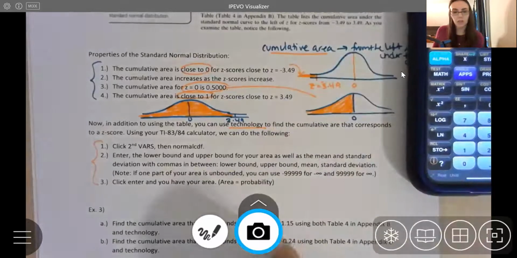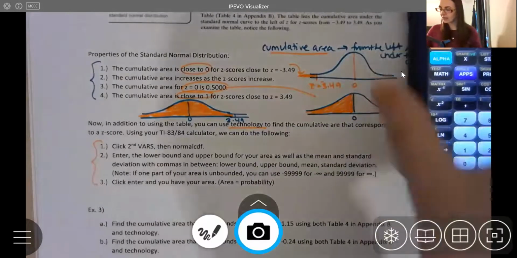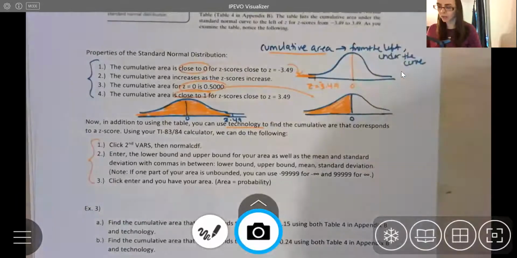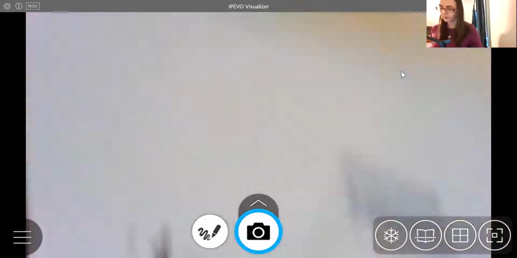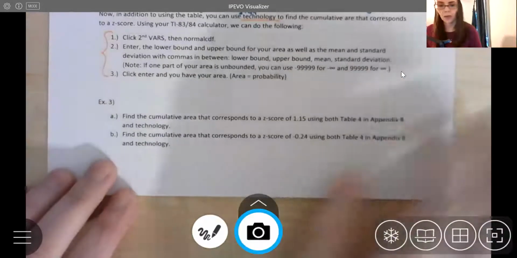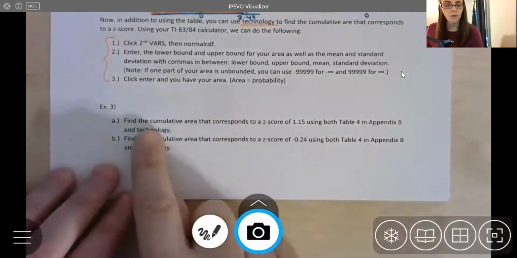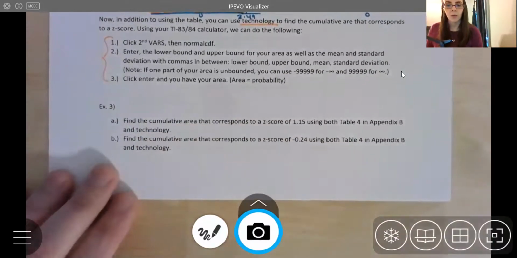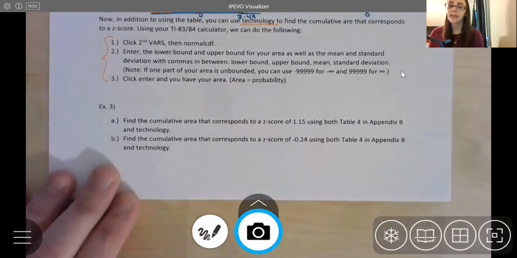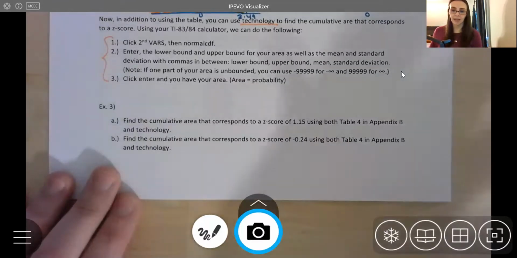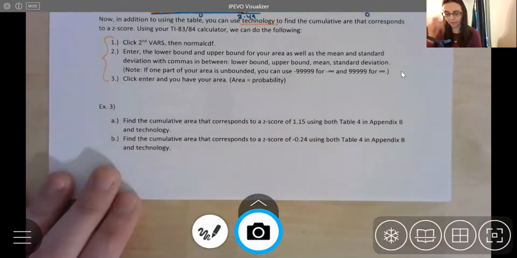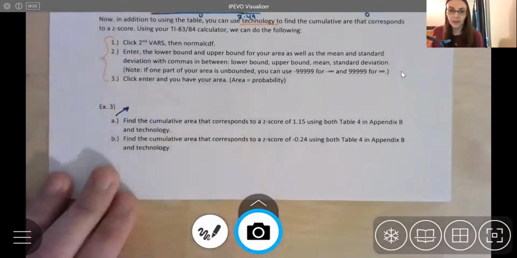All right, so let's actually do some other values here and get some practice in. And we're going to use our calculator, and we're also going to use the table. All right. So find the cumulative area that corresponds to a z-score of 1.15 using both the table and technology. So I'm going to do technology first just because I have my calculator out, and then I'll do the table afterwards. I will say, though, that I do like to always draw a picture.